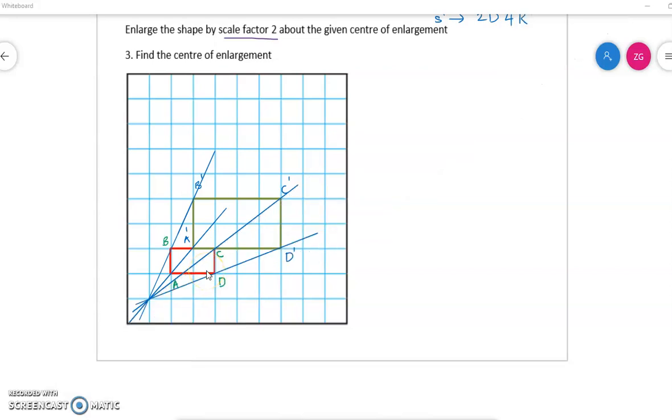See here that all the 4 lines B, B dash, A, A dash, C, C dash and D, D dash are passing through the same point. So this point here is my center of enlargement. So even if we do 2 sides, we can get the center of enlargement. This is how we find the center of enlargement and we do the enlargement or dilation of images.